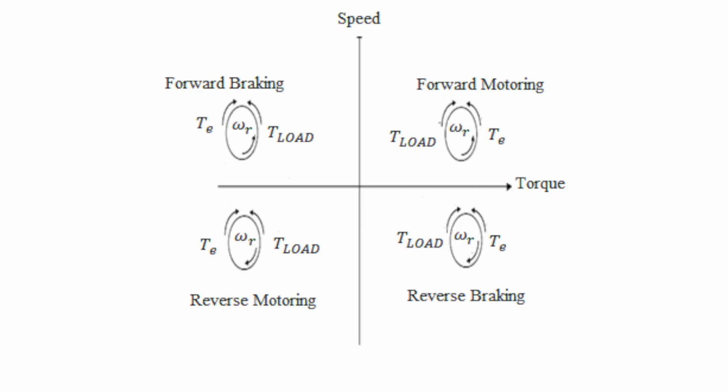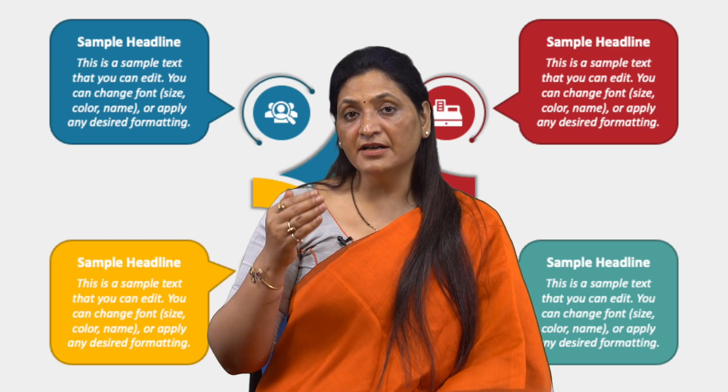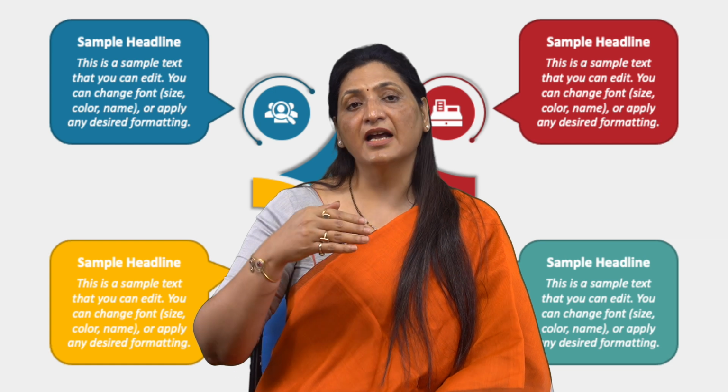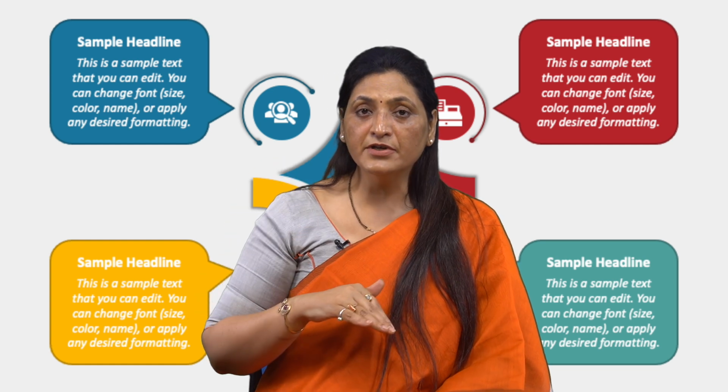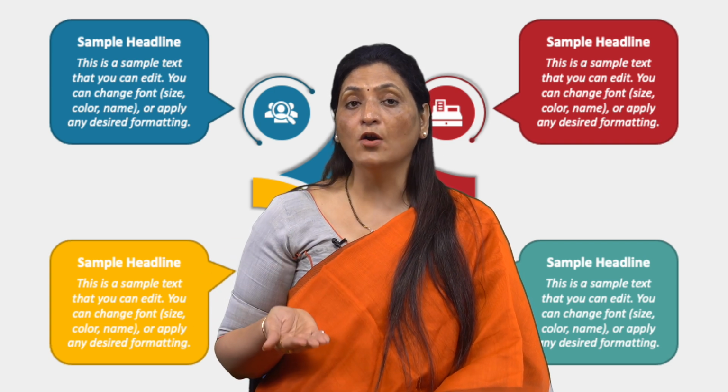What does this four quadrant operation refer to? It is the ability of a drive system, particularly motors, to operate in all the four quadrants of the torque speed plane, and this capability is very critical for precise control of motor speed and direction under varying operational conditions to which the motors are subjected. Now, the four quadrants represent different combinations of direction, that is, forward or reverse, and modes, motoring mode or braking mode, that the motor can operate in.